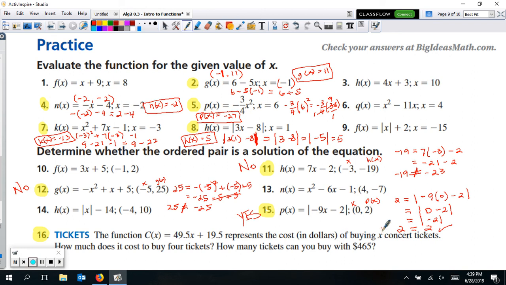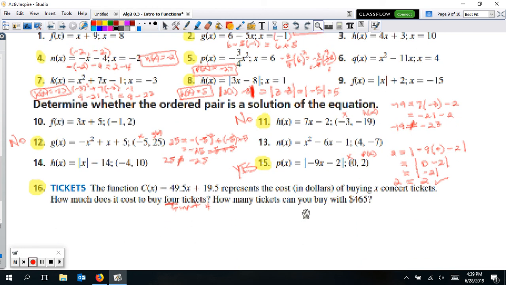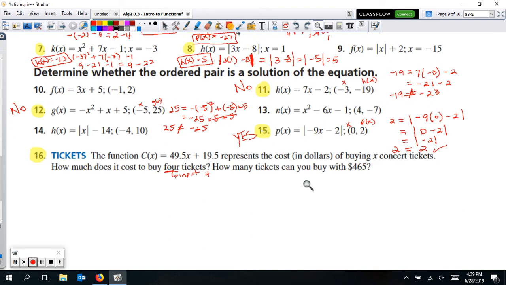And this one says, how much does it cost to buy 4 tickets? So that means you're going to input 4 on this one. So we're going to input the 4. I'm going to raise this up a little bit so we can do this last problem and give myself a little more space. And then you're going to be finishing up 10, 13, and 14 when we're finished with this one.